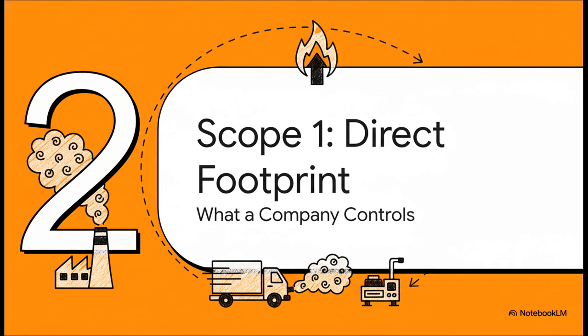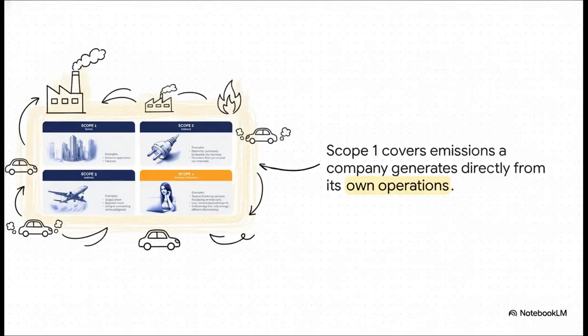We're going to start with the most straightforward category, the inner circle of responsibility, Scope 1 emissions. Think of this as ground zero. This is the foundation. We're talking about emissions that a company generates directly from its own operations. It's the stuff they have the most immediate and obvious control over.